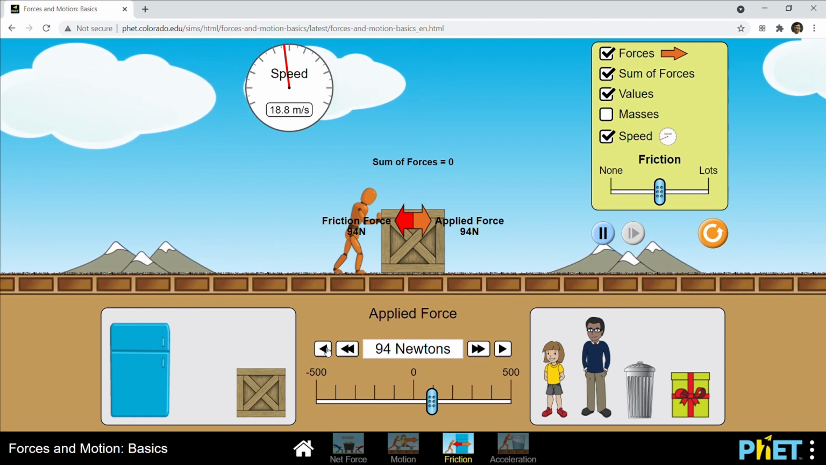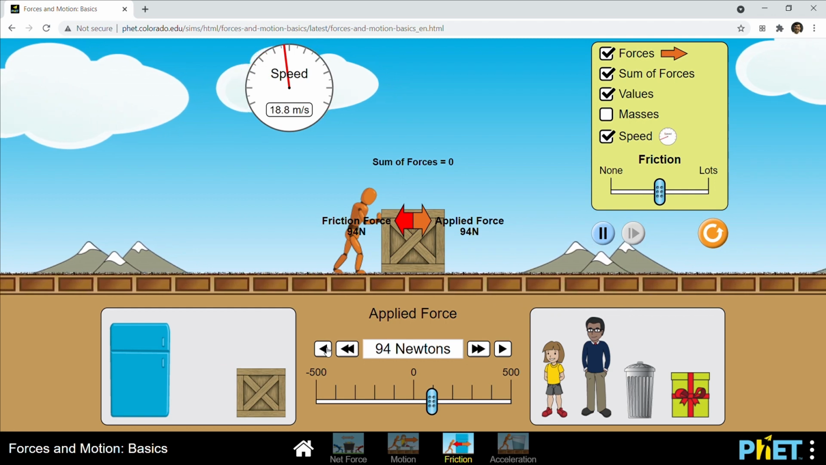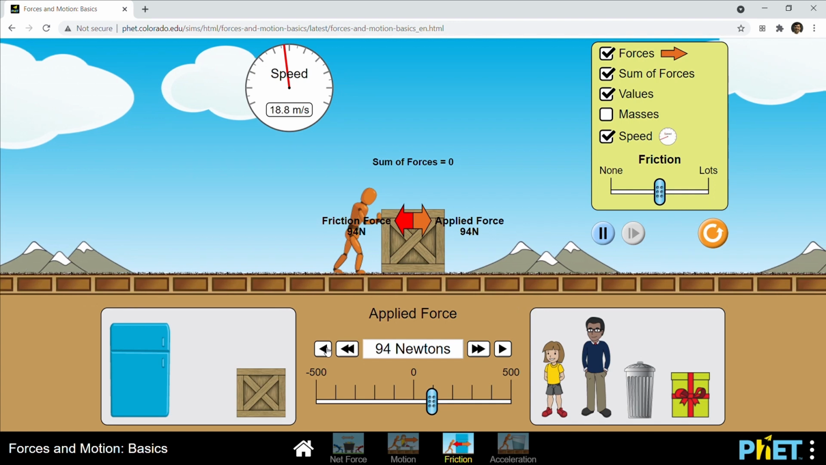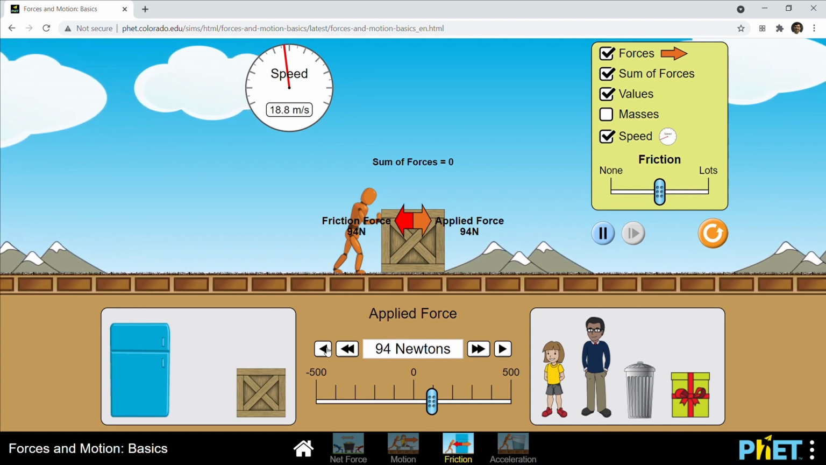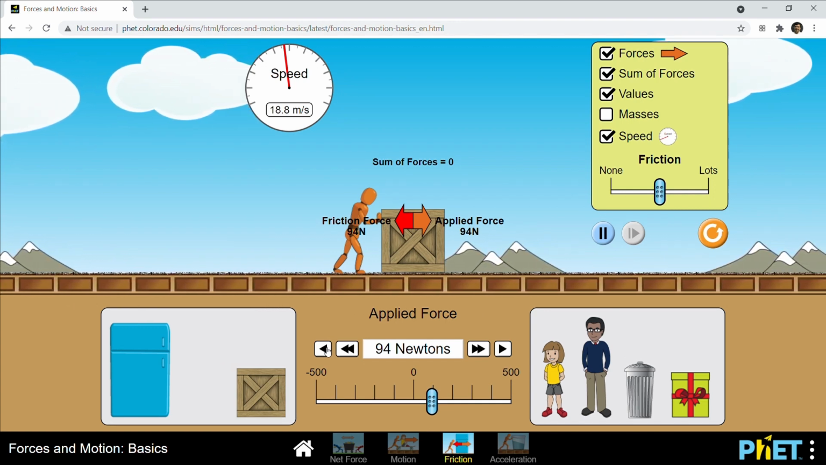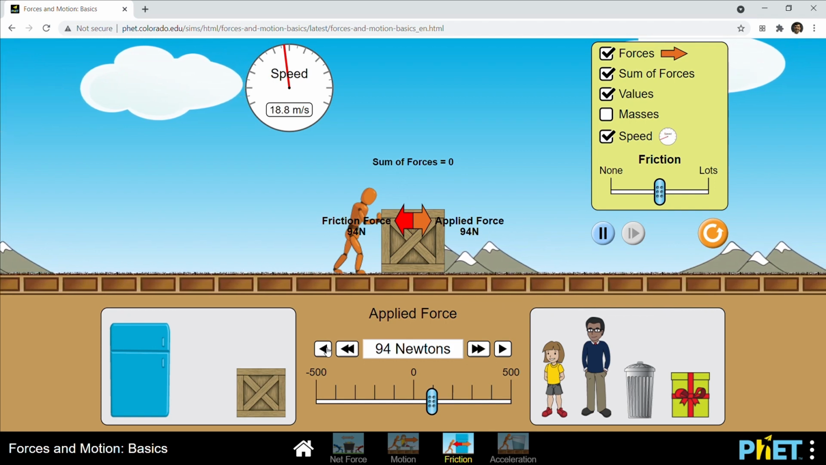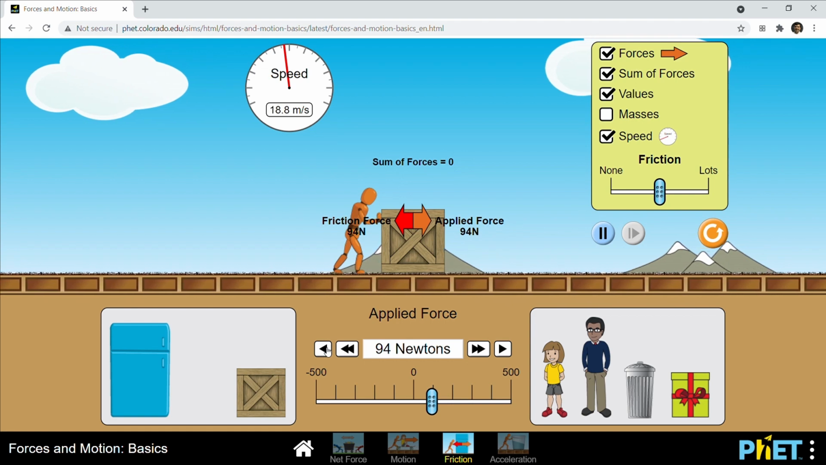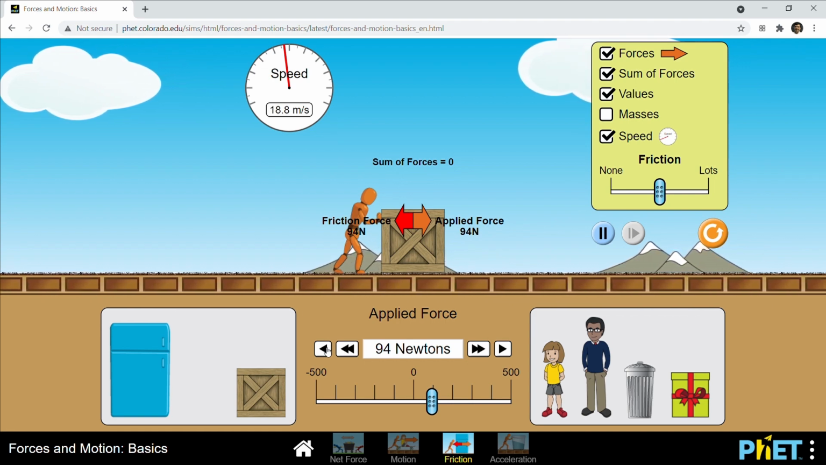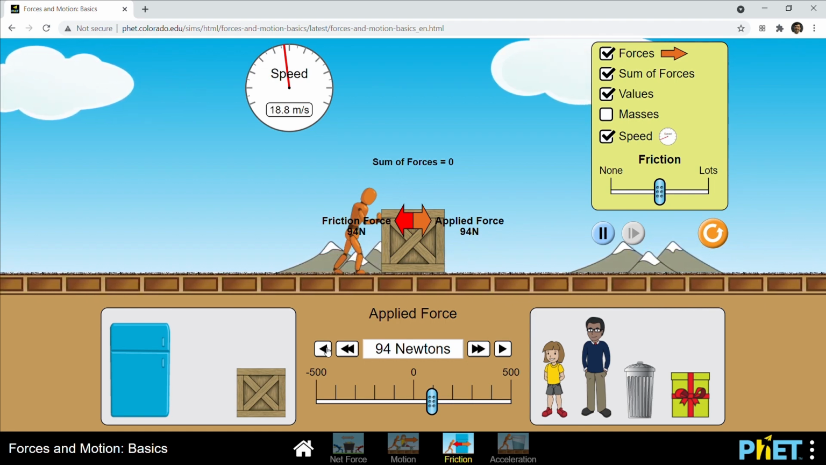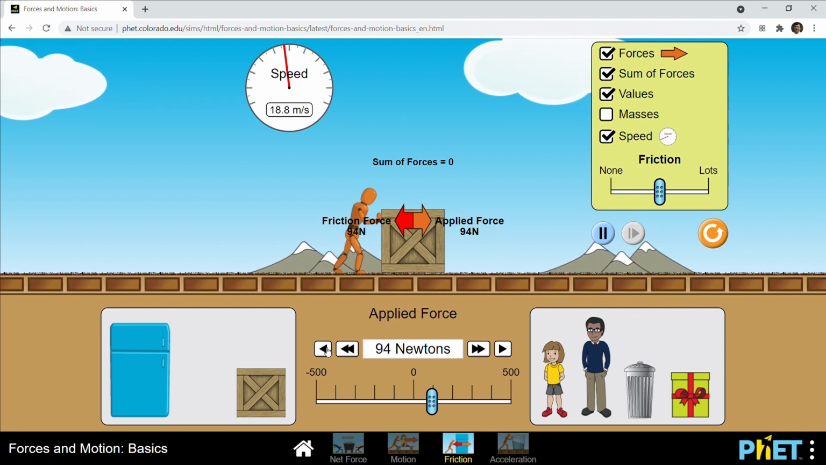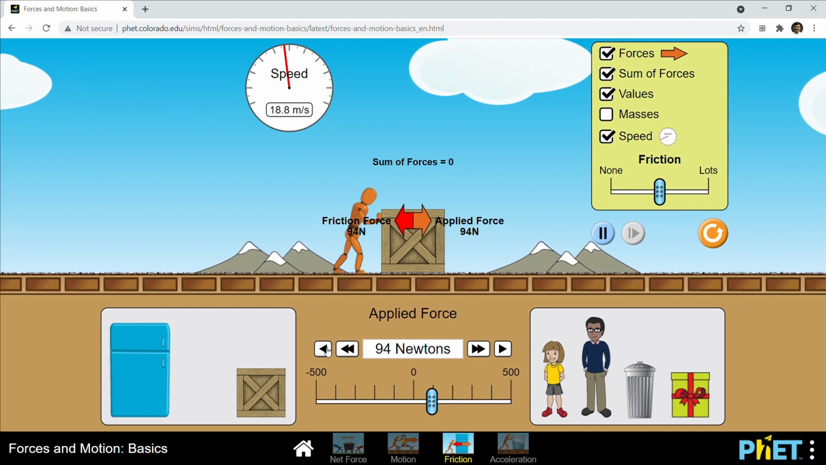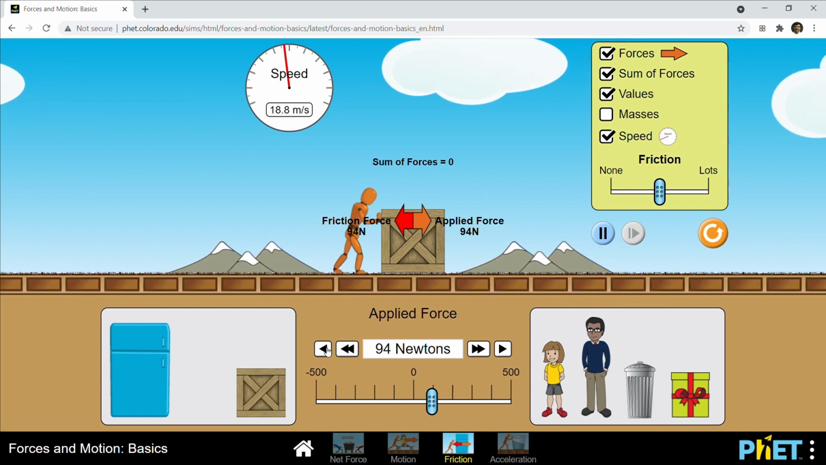Take a look at the speed. Notice that the speed is not changing. It's moving at constant speed and it's moving in a straight line. So the box is moving at constant speed in a straight line. So the box is in dynamic equilibrium. Therefore, we know that my applied force of 94 newtons must be exactly balanced by a friction force of 94 newtons. So the box is moving at constant speed in a straight line because all the forces balance.